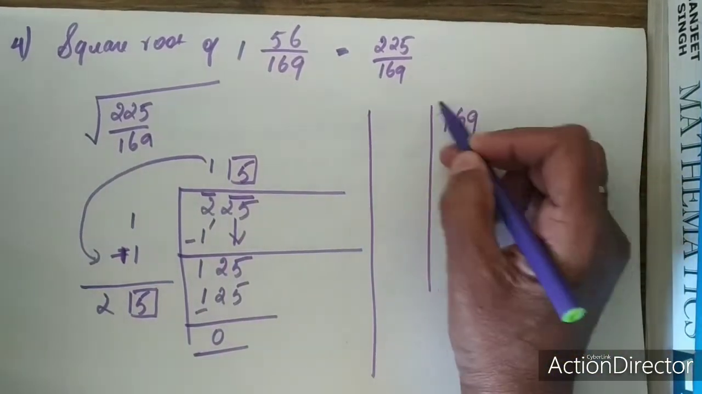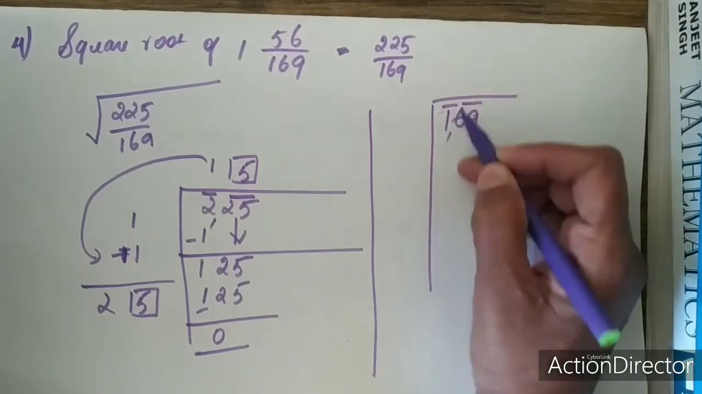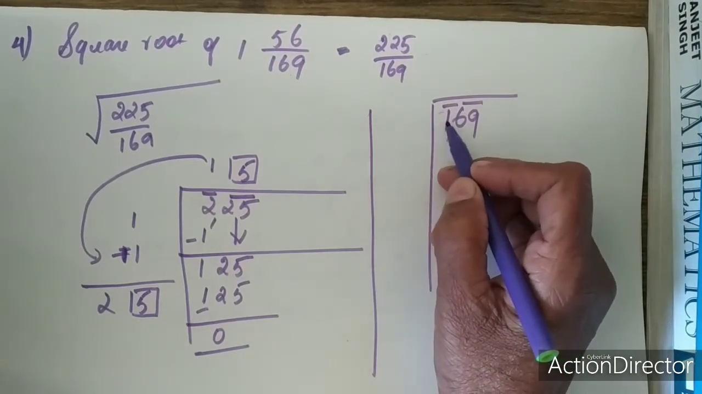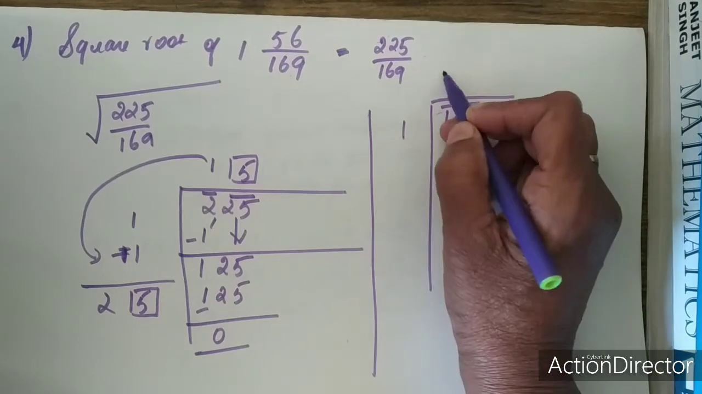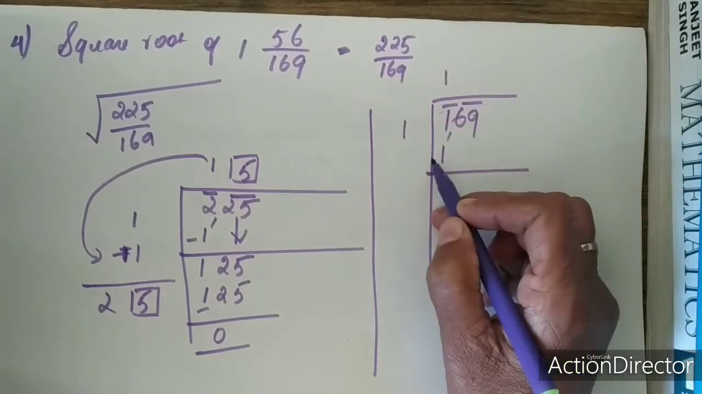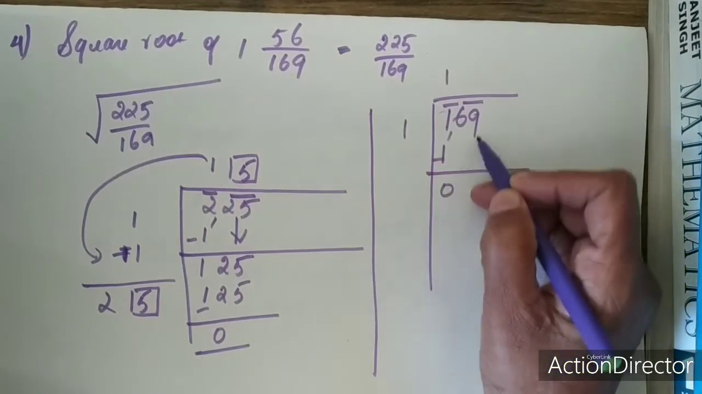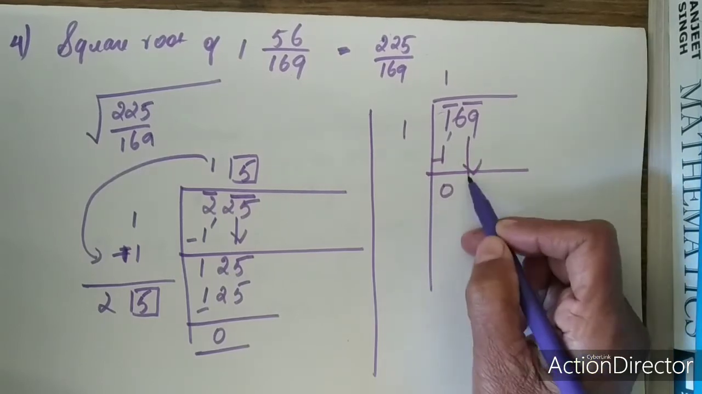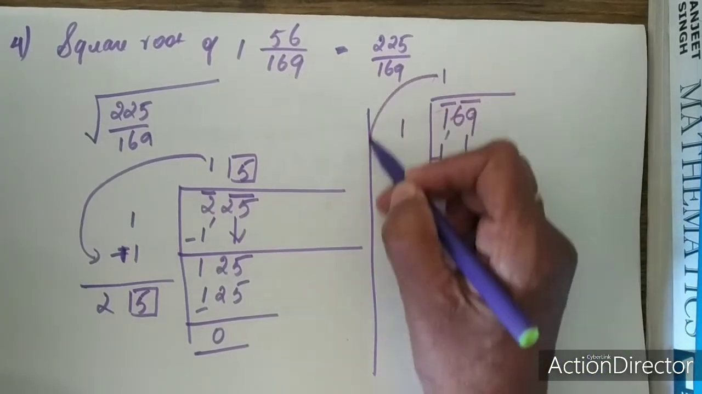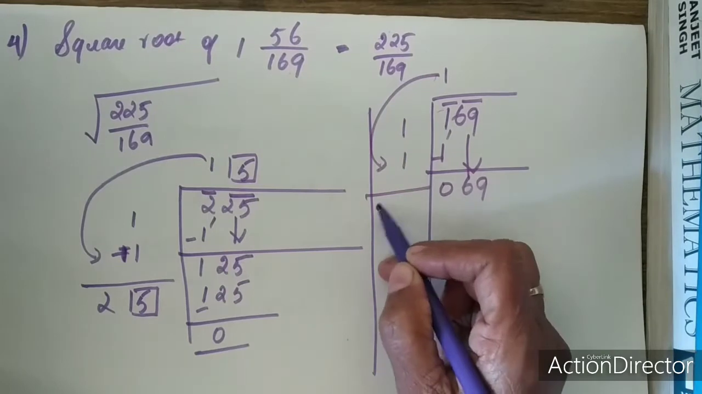169. So again group the numbers. So the least perfect square number less than or equal to 1 is 1. 1 into 1 is 1. After subtracting, you are getting 1 minus 1 is 0. Take down the next two digits, 69. Add the quotient. So it is 2.